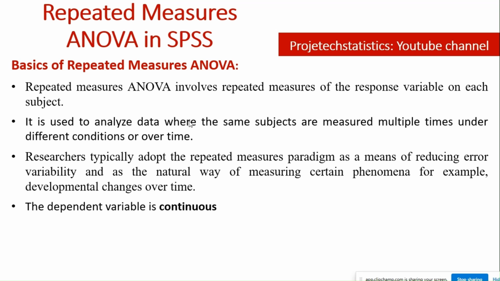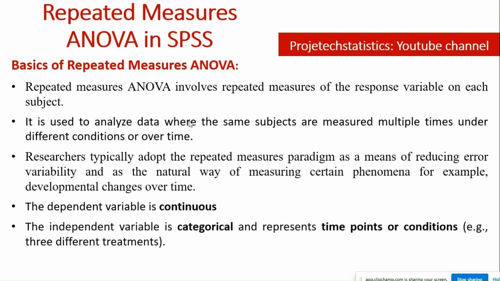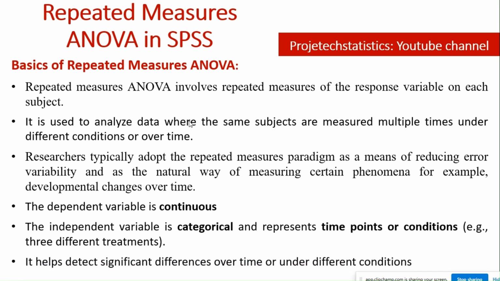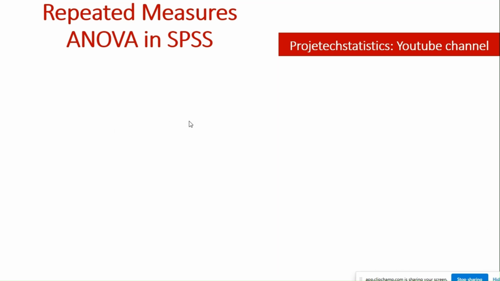When dealing with repeated measures ANOVA, you have to know that the dependent variable is always continuous and the independent variable is always categorical, and it can represent either a time point or a condition. It can help to detect significant differences over time and under different conditions. So repeated measures is widely used in the sciences to carry out research analysis.